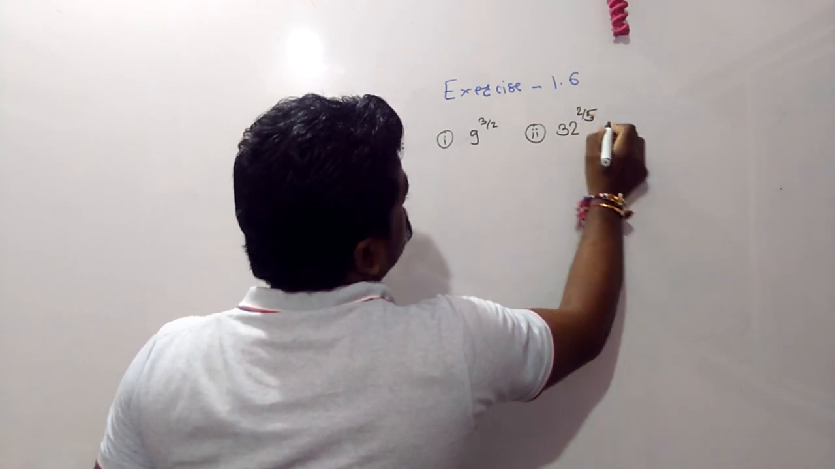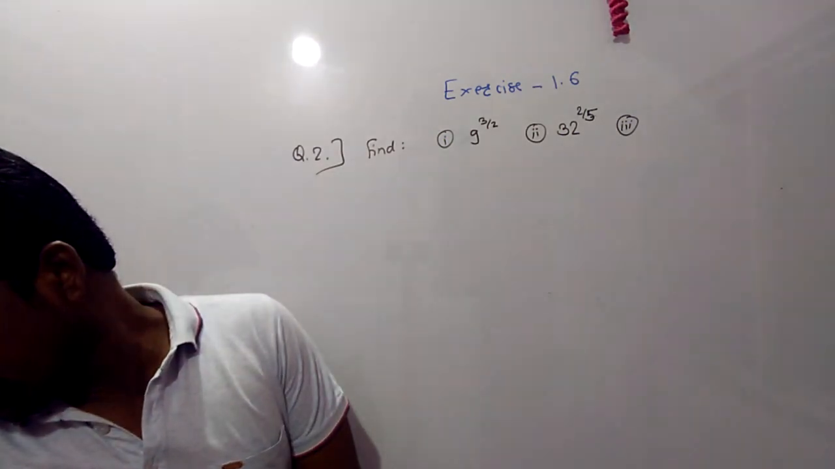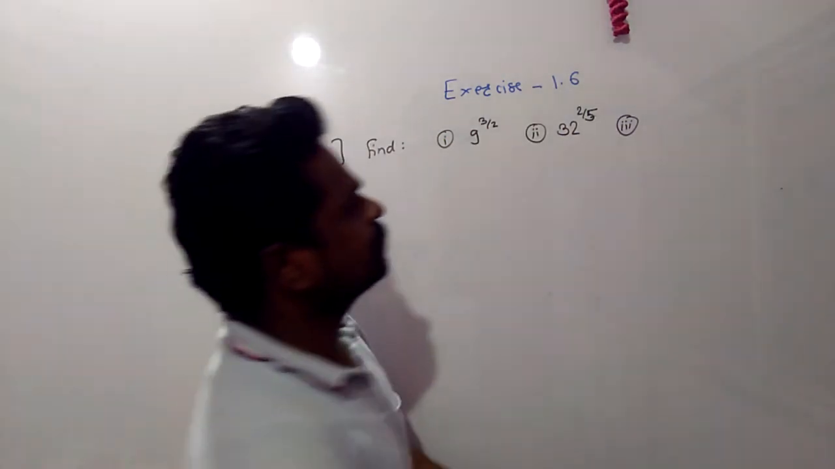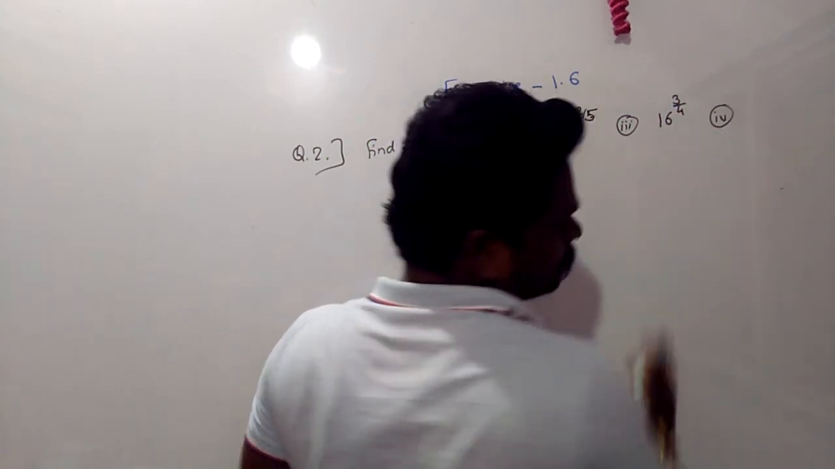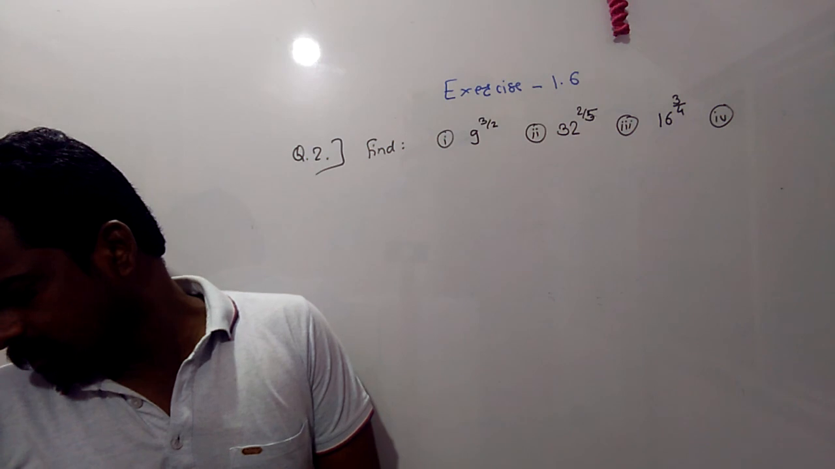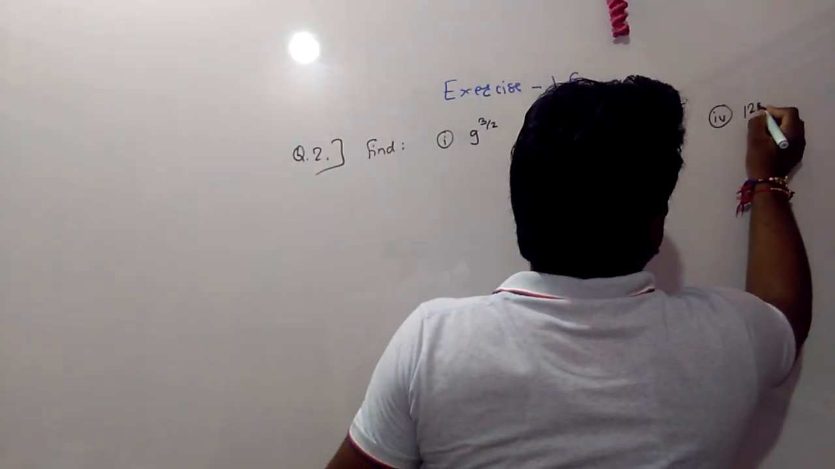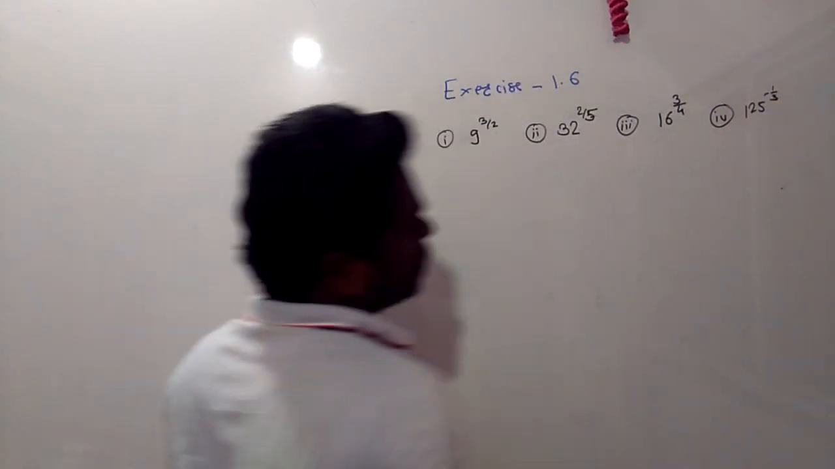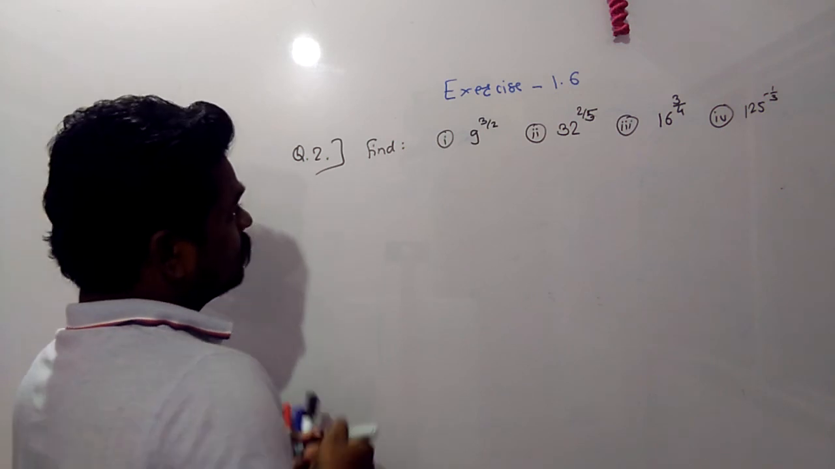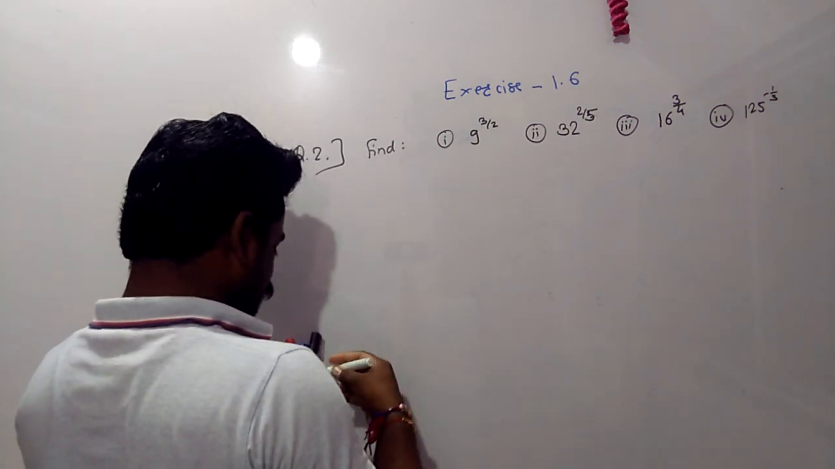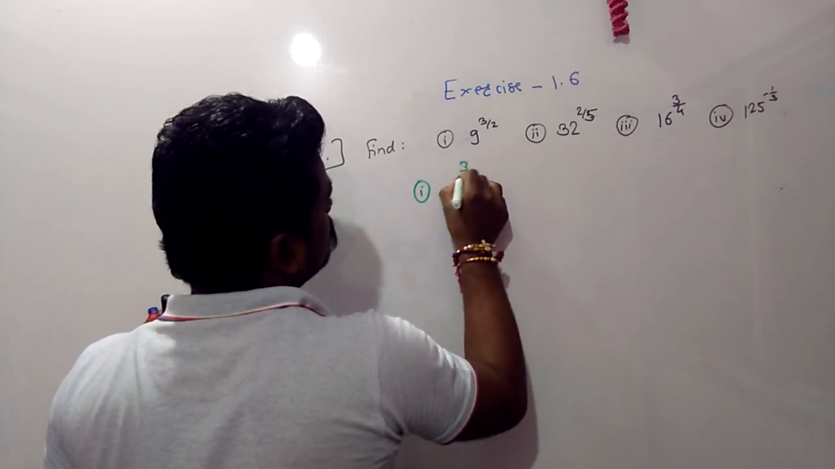Okay, fine. Number 3, 16 raised to 3 by 4. Number 4, 125 raised to minus 1 by 3. Okay, no problem. Now see my dear friends, here what can we do? Now question number 1 we will take here. This first sub question is 9 raised to 3 by 2.